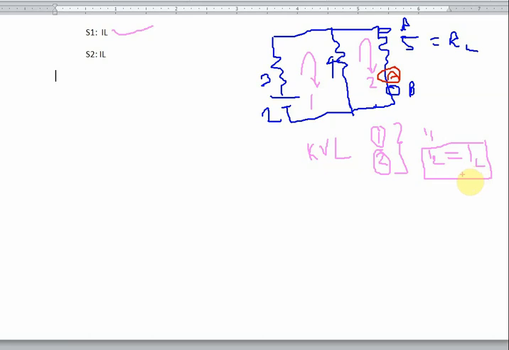So you find the IL value. Just assume IL is equal to 5 amps. Then what to do in step number 2? Step number 1 is over. In step number 2, I will change the colors. The ammeter and the source are replaced.